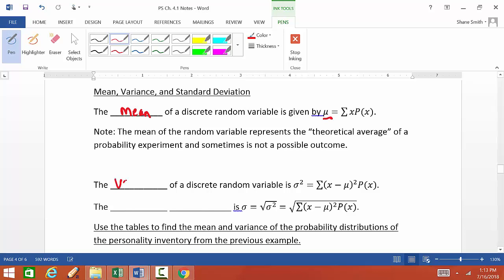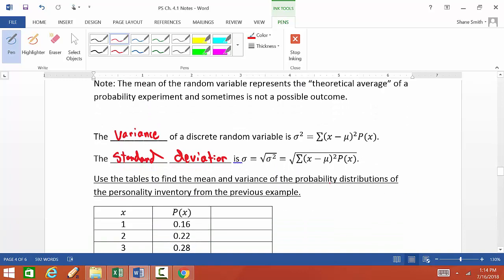Okay, variance of a discrete random variable is given by the following formula, and we'll walk through how to calculate this. And then standard deviation, once again, is the square root of the variance. So remember, standard deviation and also variance are measures of how spread out your probability distribution is. If you have a lot of different possible values in your probability distribution that are far apart, your standard deviation is going to be larger. If you have more consistent values in your probability distribution, then your variance is going to be smaller, and your standard deviation smaller.